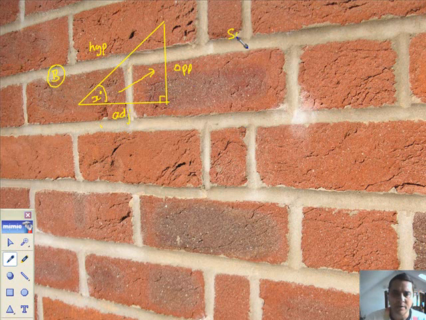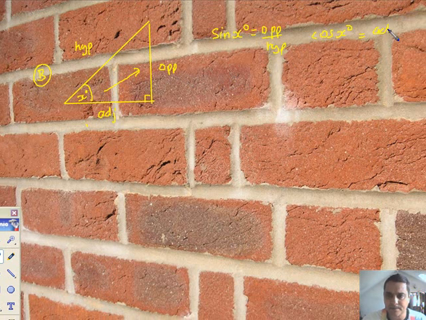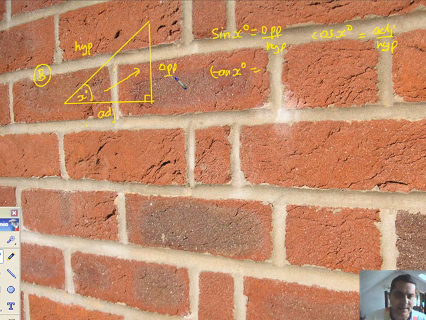You may recall that the sine of the angle that we're talking about is the opposite over the hypotenuse. You may recall that the cosine of that same angle is the adjacent length over the hypotenuse, and the tangent of the mystery angle is opposite over the adjacent.